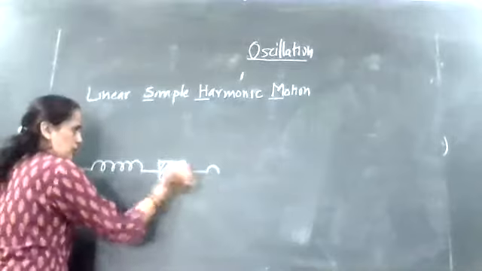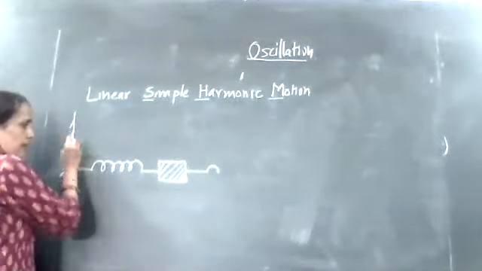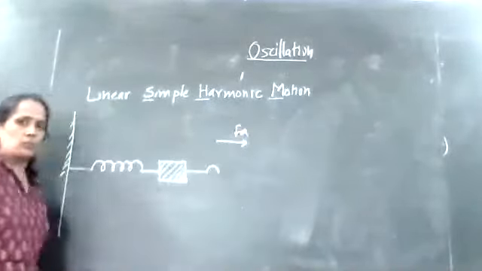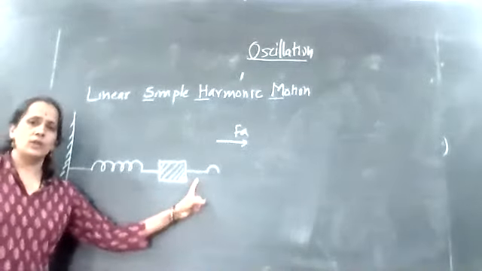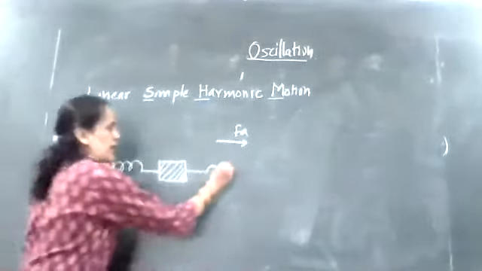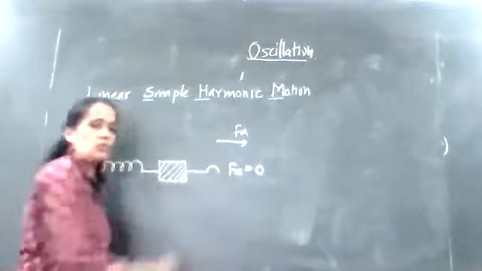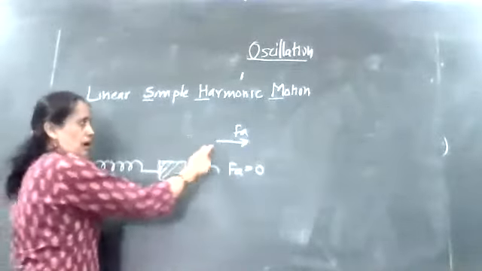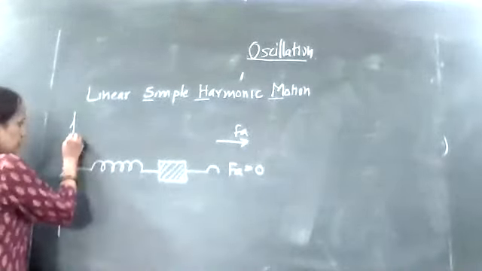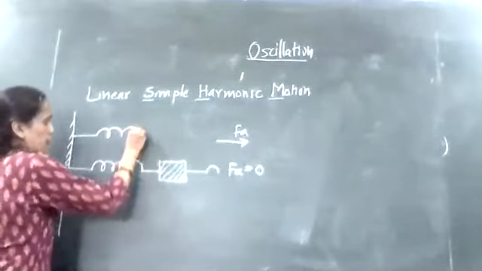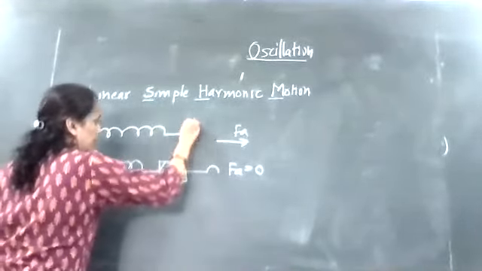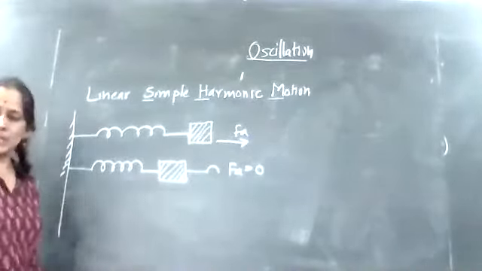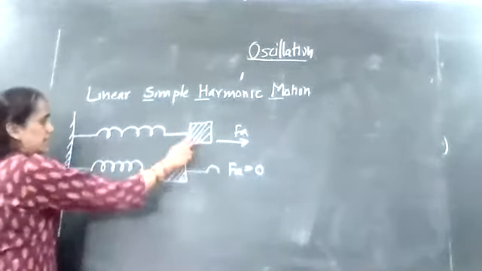Now, for this block, if I apply a force away from the rigid support; initially no force is applied, so I can say that the applied force is equal to 0. But if I apply a force on the block away from the rigid support, the picture of your spring you will get is in the extended form. Means now your spring will get extended.